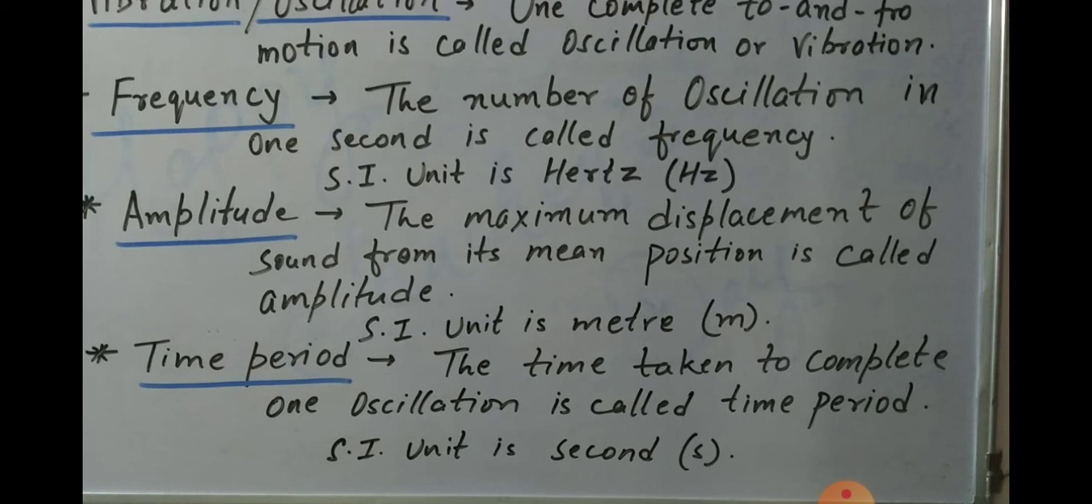And the time period: the time taken to complete one oscillation is called time period, and the SI unit of time period is second. How much time an object or a sound takes to complete one oscillation is called time period, and it is measured in seconds.